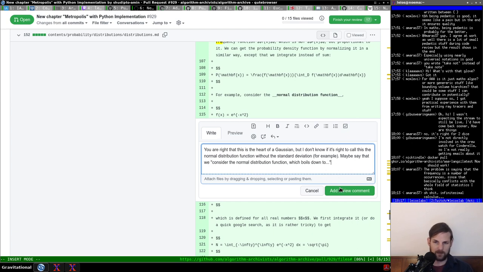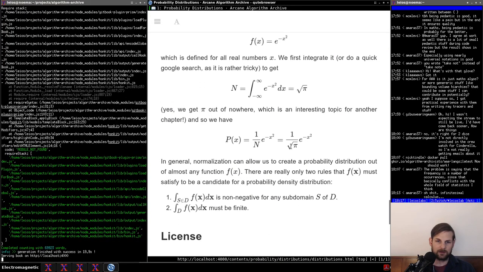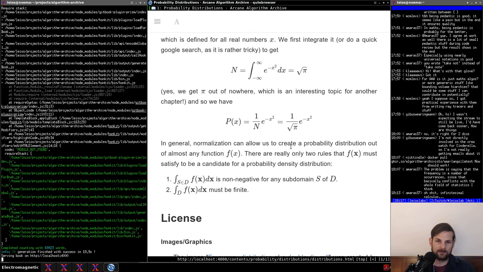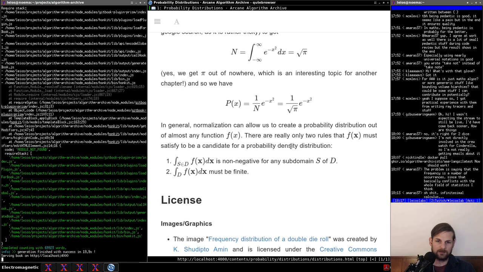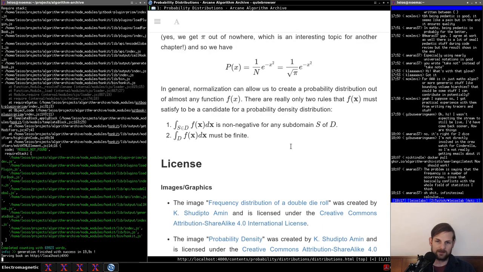Here, add review comment. Okay, which is defined, sure. Let's see. And so we have this. In general, normalization can allow us to create a probability distribution out of almost any function. There are really only two rules that f(x) must satisfy to be a candidate for a probability density distribution: it is non-negative for any subdomain S of D, and D must be finite.